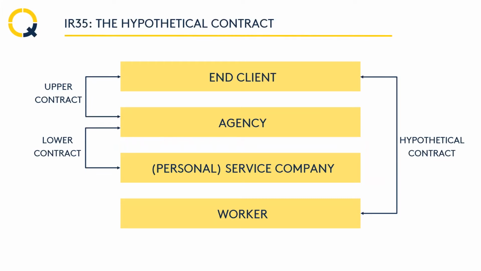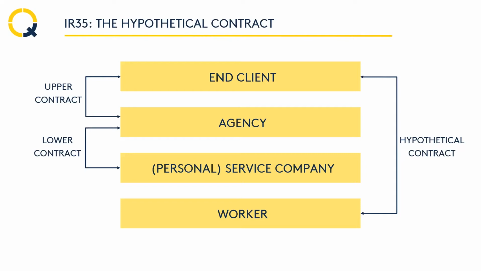And essentially what that means is HMRC say, well, when we look at this engagement chain, and you have the end client, the agency, the personal service company, limited company, and the worker, hypothetically, if we stripped out the personal service company and the agency, and the director of the company, the worker, was working directly to the end client, does the end client treat them in the same way as they treat their employees?